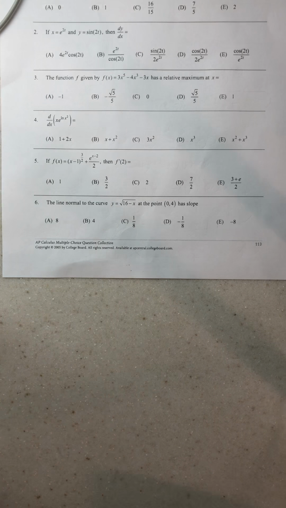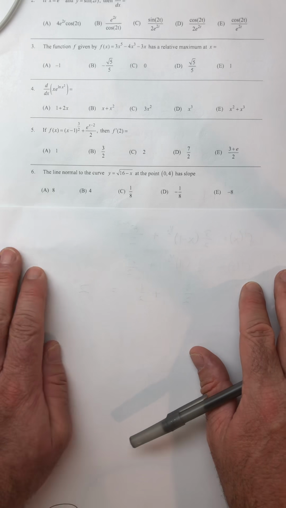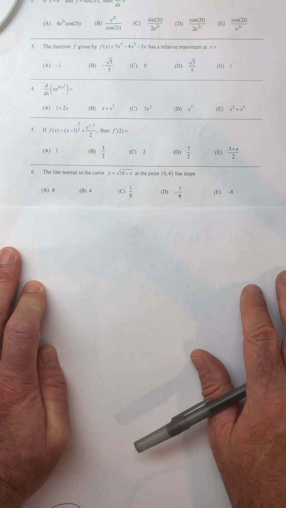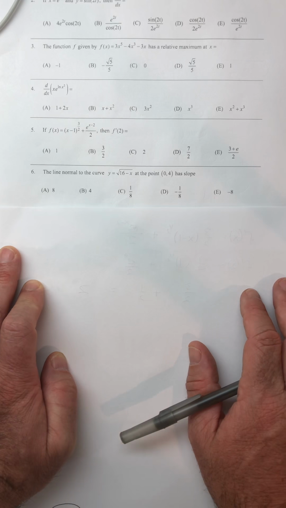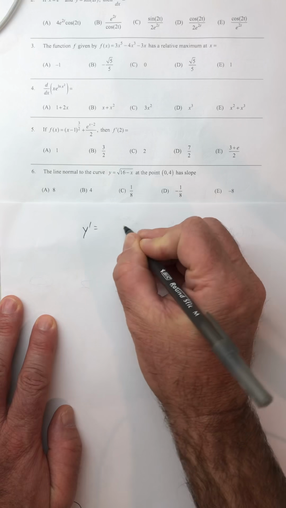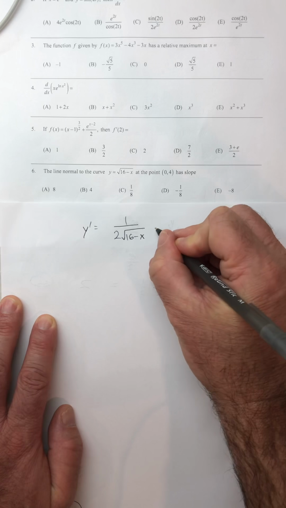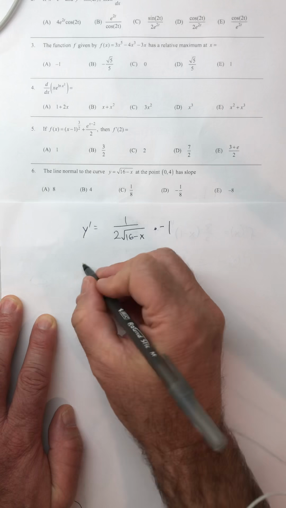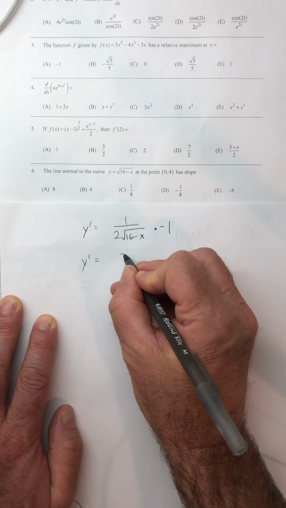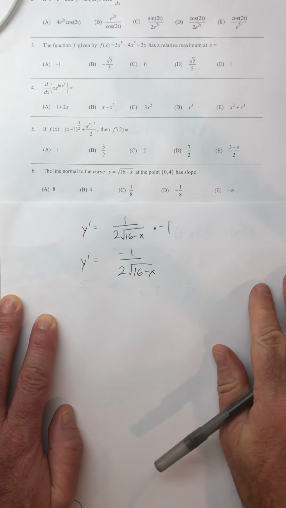And we've got number 6. Question about a normal line. We should remember that a normal line is simply perpendicular to a tangent line. So I want to find the tangent line first by doing my derivative. Careful of the chain rule here. You do have a times -1. So my derivative is going to be -1 over 2 square root 16 minus x.